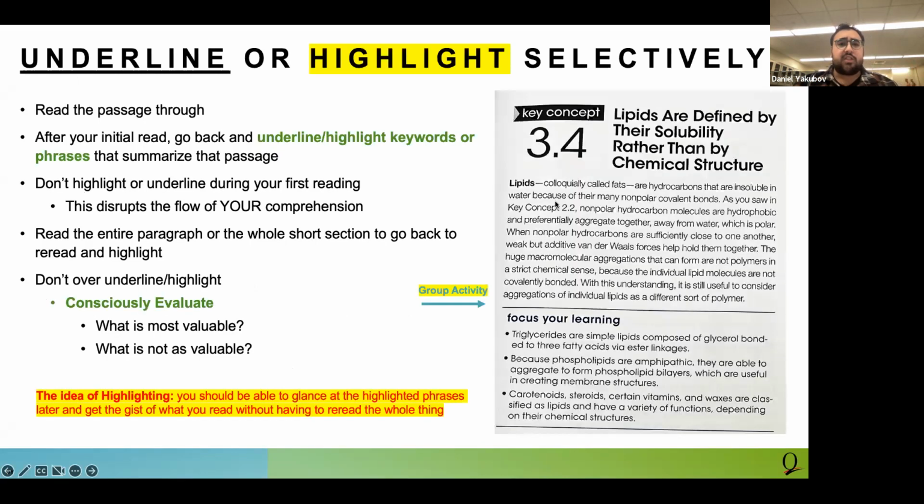Okay. So how can you actively engage in textbook reading? One of the ways that we can do this is by highlighting or underlining, okay? With highlighting and underlining, my suggestion would be to read the passage through one time, then go back to it and read it a second time. As you're reading it the second time, you should start underlining or highlighting some of the key words or phrases, okay?